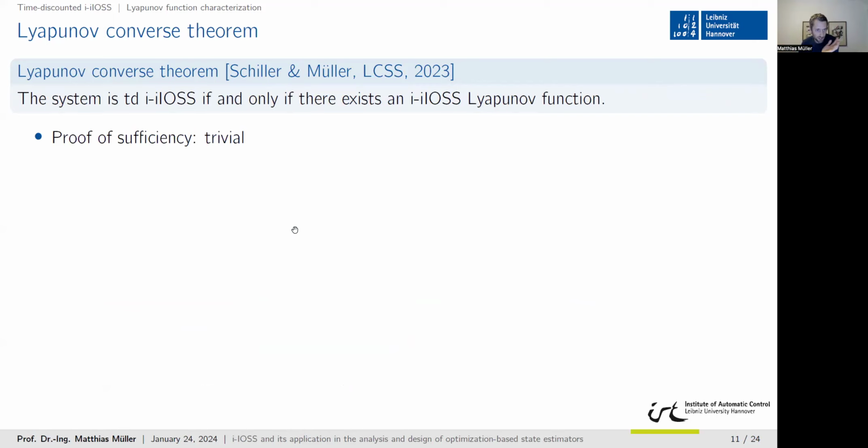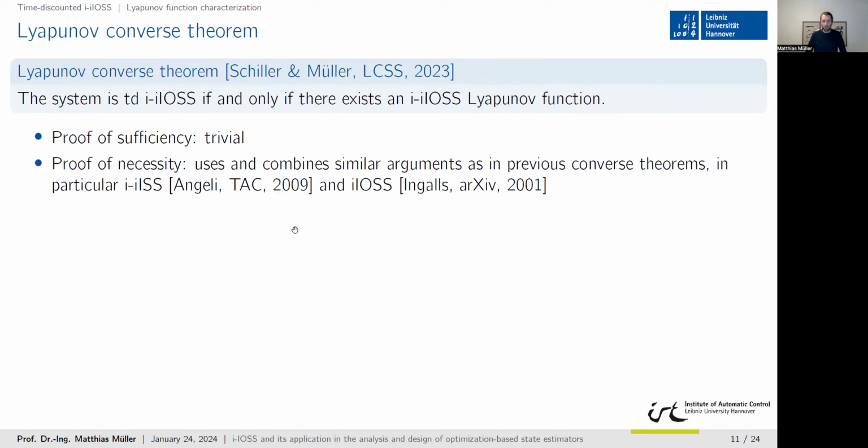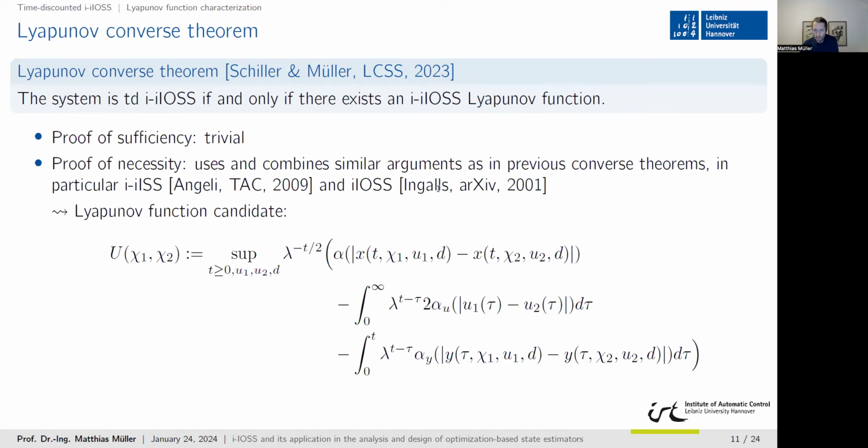Now, as always, the sufficiency proof is trivial. And the necessity proof uses and combines similar arguments from previous converse results, in particular from incremental integral ISS and from integral IOSS, where there's an archive paper by Ingalls. I'm not going into detail here. If you're familiar with converse theorems, then this might look familiar to you. So we define a Lyapunov function candidate by taking the supremum over all disturbance sequences and also known control signals of this right-hand side expression here. And then we can show that this satisfies a dissipation inequality.